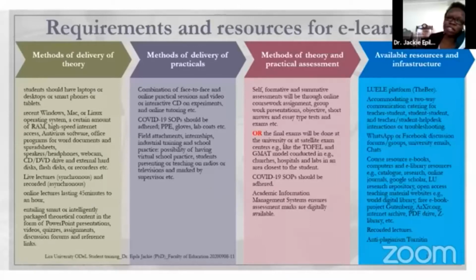The first is the method of delivery of the theory. Students should have laptops. Most of you, I think, do have. You should have desktops or even a smartphone. That's how most of you are able to communicate with us right now or link up with this training. If you have a laptop, you should have a recent operating system, be it Windows, Mac, or Linux. You should have a certain amount of RAM on your device. You should be able to access high-speed internet. You should have antivirus software on your laptop, because once you go online, there are so many bugs that will infest your laptop. So you need software that will protect you from this harmful ware on the internet.